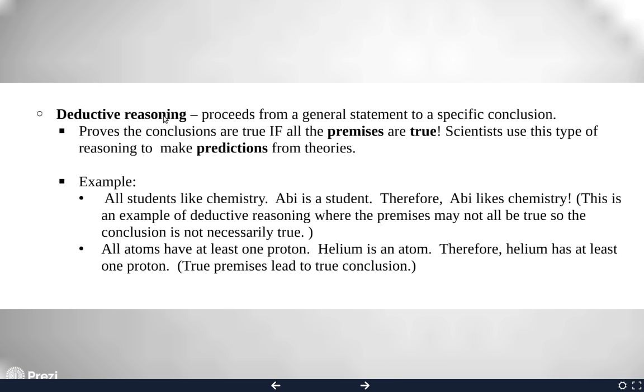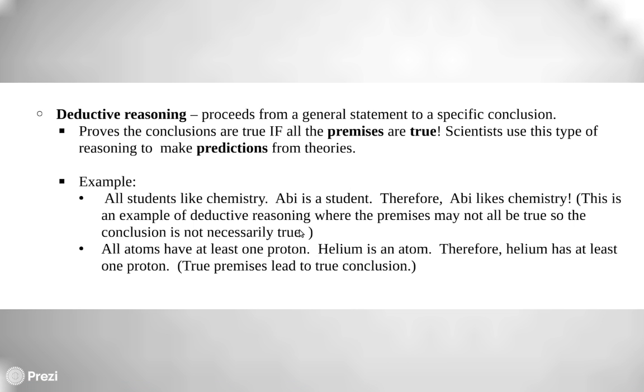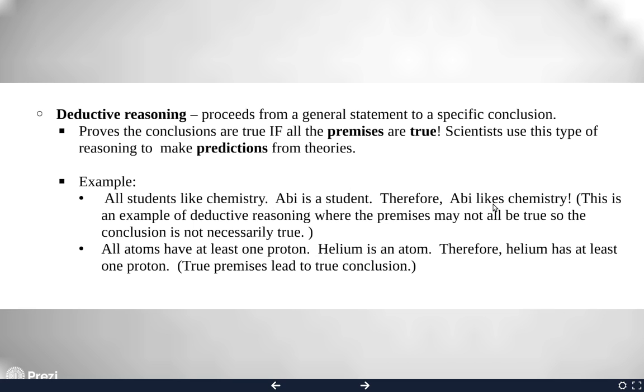Now, deductive reasoning proceeds from a general statement to a specific statement. It proves the conclusions are true if all the premises are true. Scientists use this type of reasoning to make predictions. Example: all students like chemistry, premise number 1. Abby is a student, premise number 2. Therefore, Abby likes chemistry. This is deductive reasoning, and the only way the conclusion that Abby likes chemistry would be true is if both the first statement and the second statement were true. So this one was not necessarily true, but it is still deductive reasoning.